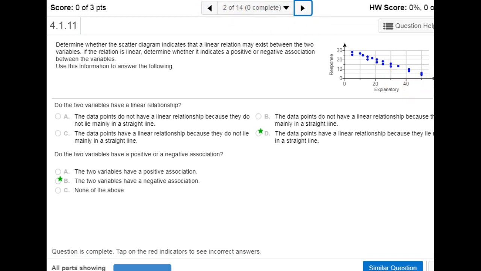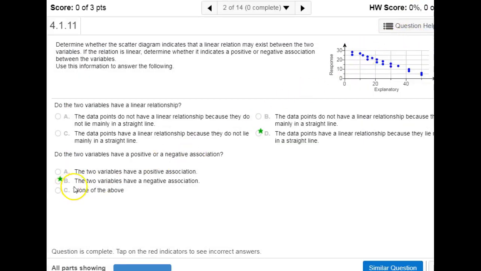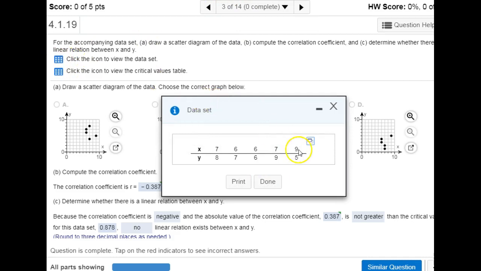A similar thing here with number 2. Here the points do lie mainly along a straight line pattern. So we could see if we drew a straight line here, all the points are lying along that route. And so we would say there is a linear relationship here between the explanatory variable x and the response variable y. And since that line is going down, has a negative slope, we would say the two variables have a negative association. For number 3, we have a data set, and we're going to start by drawing the scatter diagram.